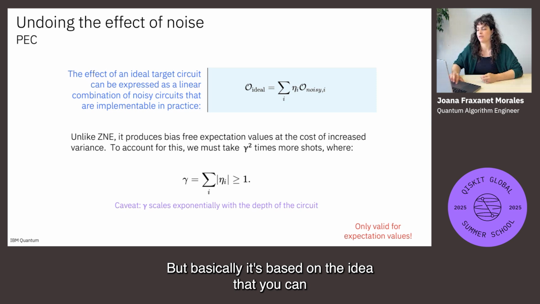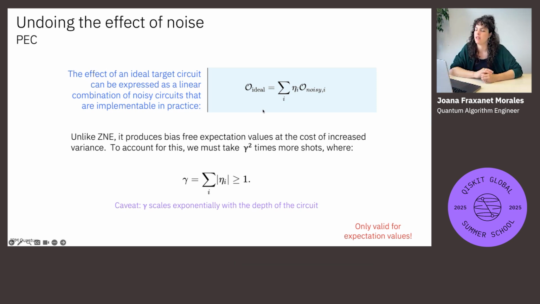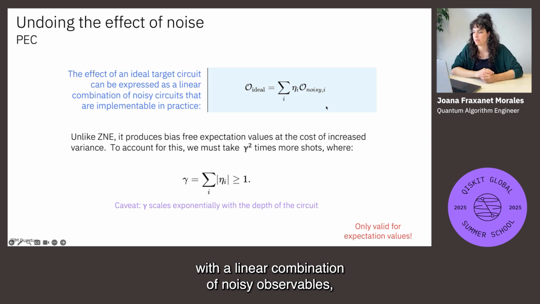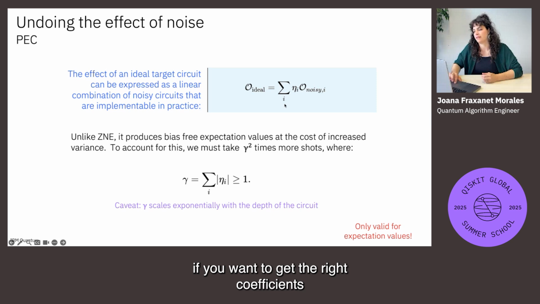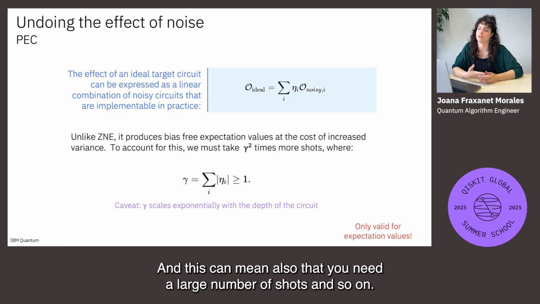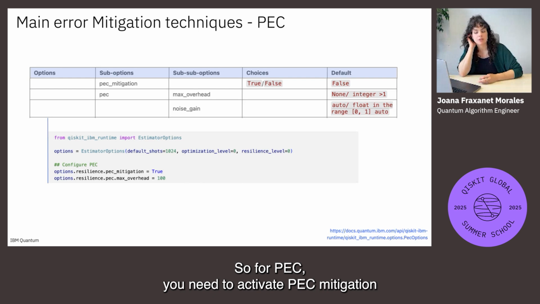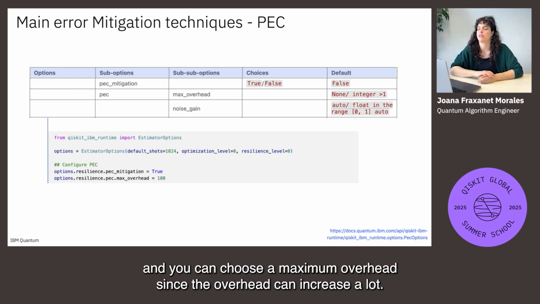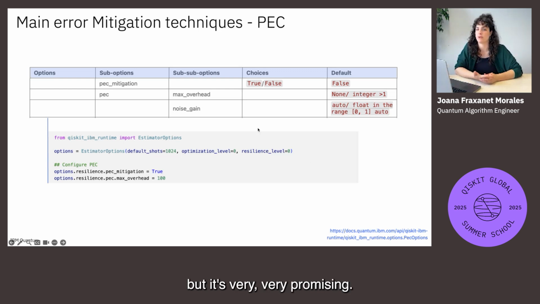But basically, it's using the idea that you can get the expectation value of some observable with a linear combination of noisy observables. And then if you want to get the right coefficients for all these noisy observables, you must do what I was mentioning before, and this can mean also that you need a large number of shots and so on. So for PEC, you need to activate PEC mitigation, and you can choose a maximum overhead, since the overhead can increase a lot. As I was saying, it's a technique that right now is difficult to implement, but it's very, very promising.